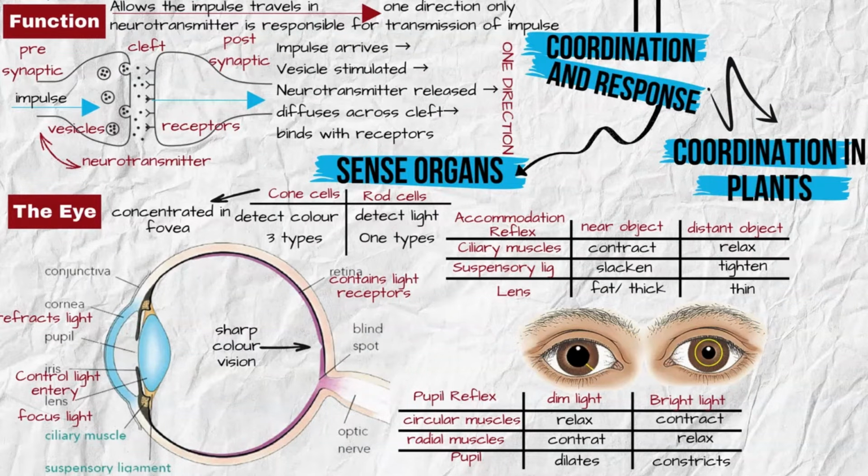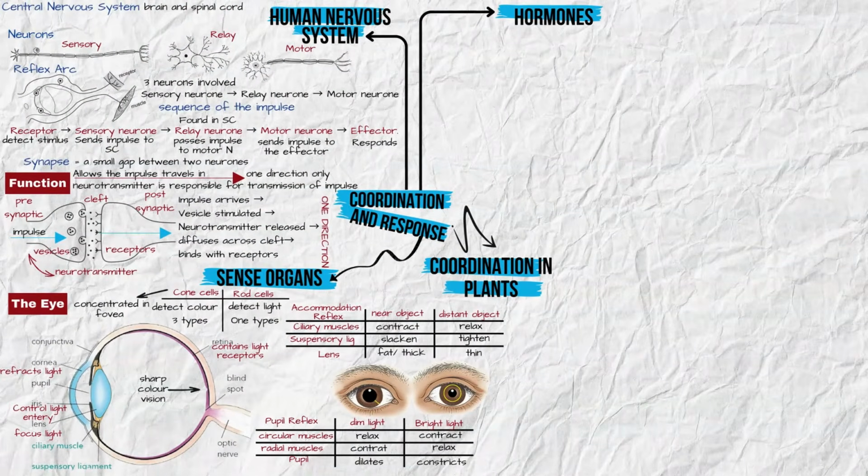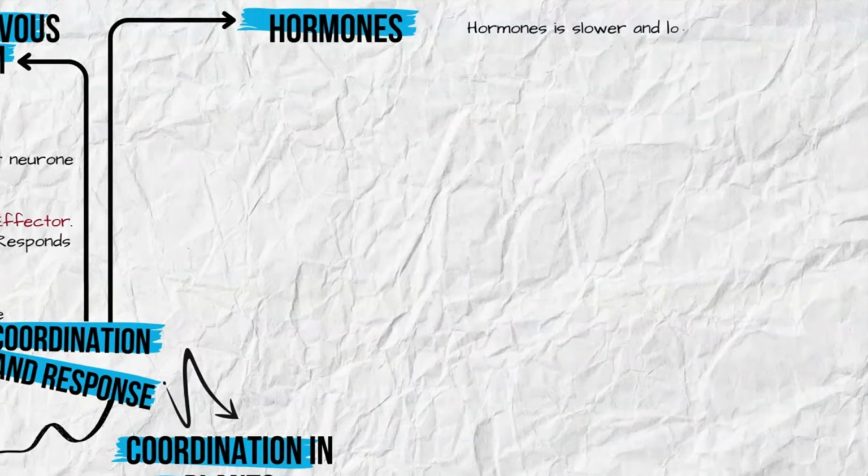Now let's go into topic number 3, hormones. First thing to know, hormones work differently from the nervous system. While the nervous system gives fast, short-term responses, the control provided by hormones is slower and longer lasting. That's the first key point.